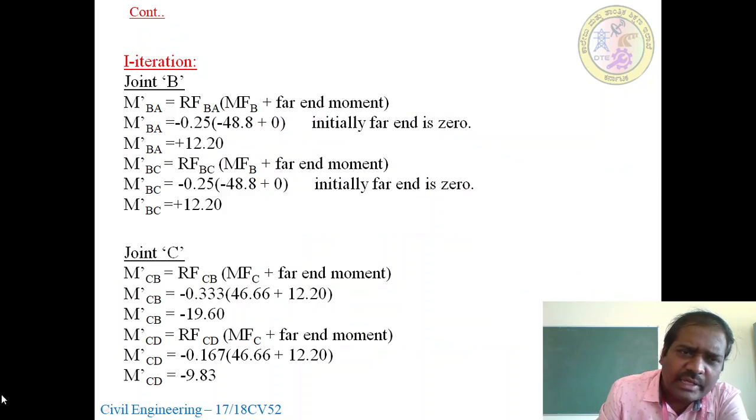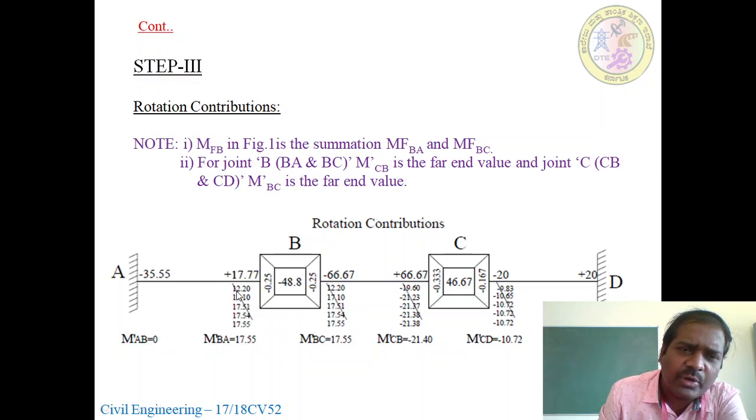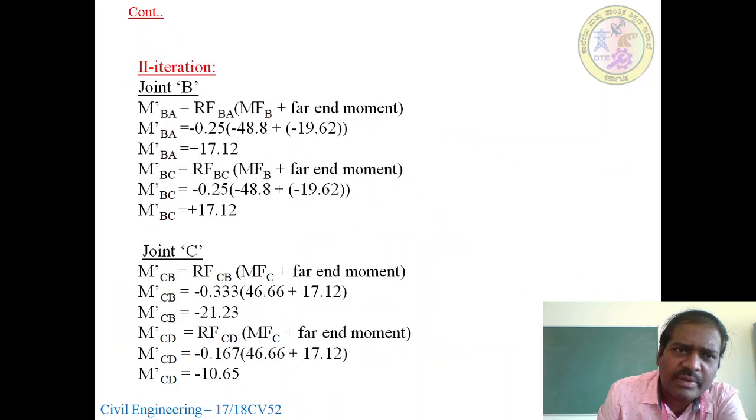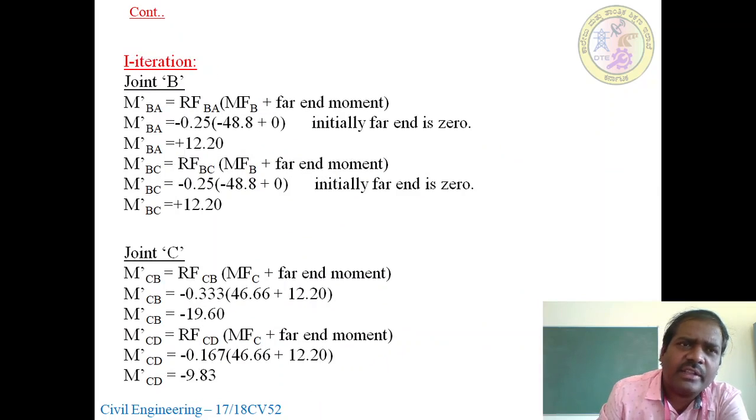How will it be done? These are the iterations: 12.2, 17.1, 17.51, 17.54, 17.55. So here we go with 5 iterations. The final iteration will be nearly the same as the previous value. So how will the iterations be? Here is the first iteration.